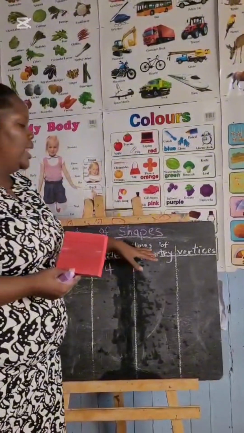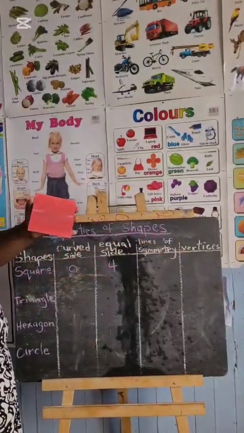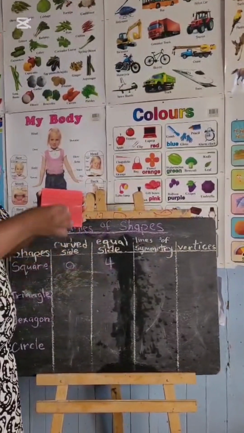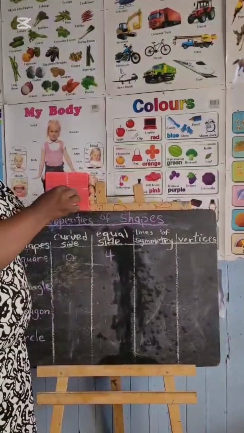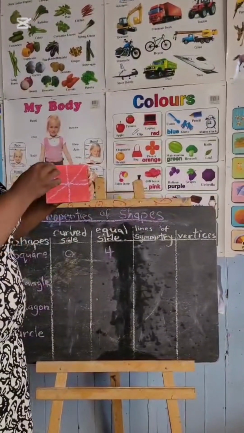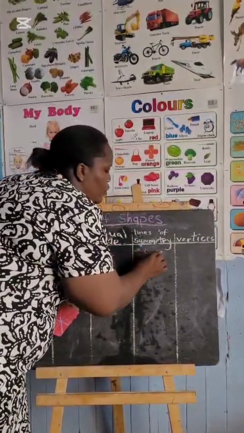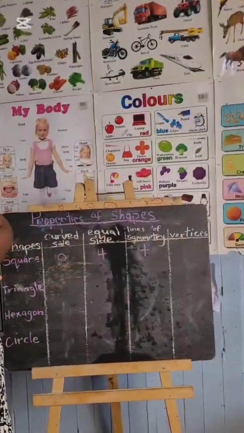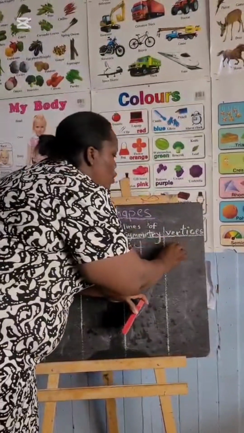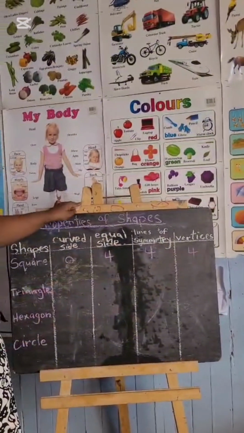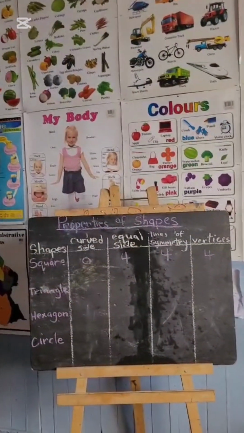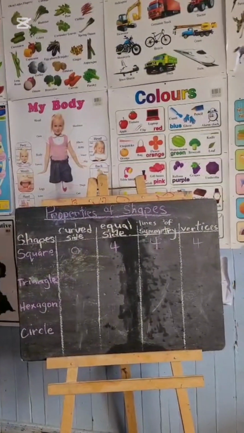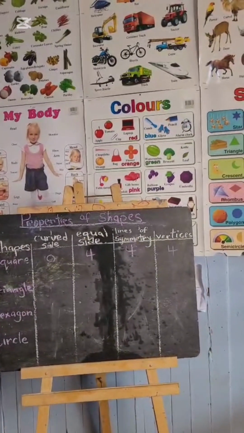Now the next column is lines of symmetry. How many lines of symmetry does a square have? 4. That's correct. Let's see. 1, 2, 3, 4. So we have 4 lines of symmetry. And how many vertices do we have? That's correct. 4 vertices. Now, what is a vertex again, class? Yes, that is correct, Sarah. A point where 2 or more lines or edges or sides meet.